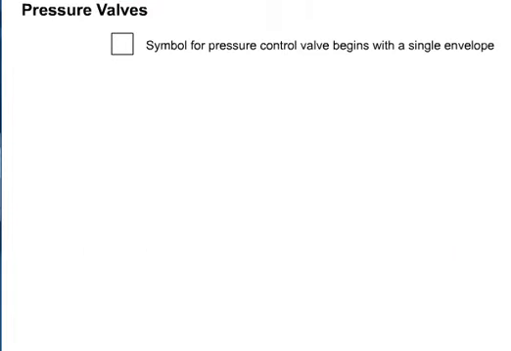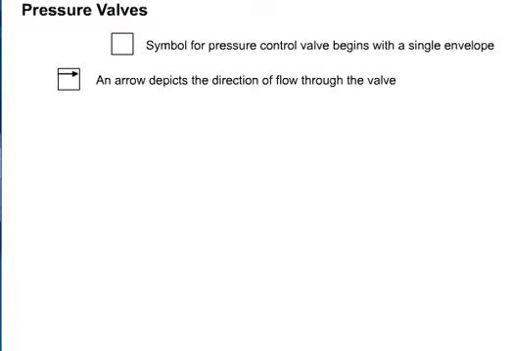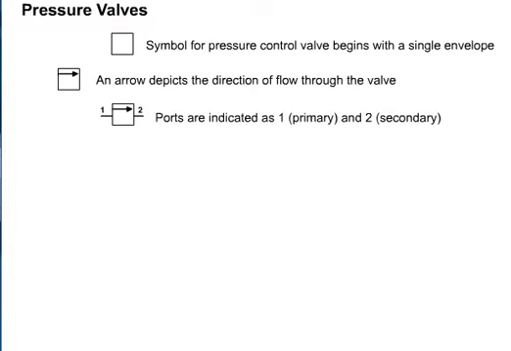Pressure valves. The symbol for a pressure valve begins with a single envelope. The arrow in the envelope depicts the direction of flow through the valve. The ports are indicated as 1 and 2 or primary and secondary. Flow through the valve is from the primary to the secondary port. Notice that in the normal position, the arrow is not aligned with the ports. This indicates that the valve is normally closed.